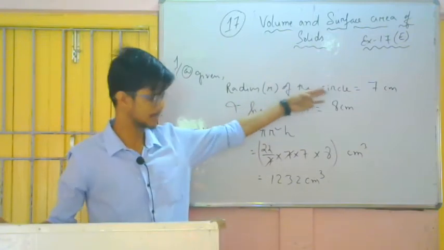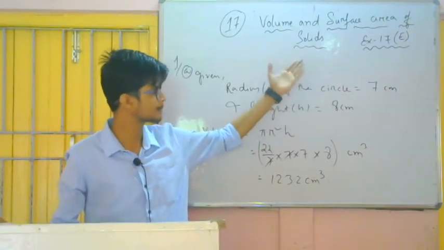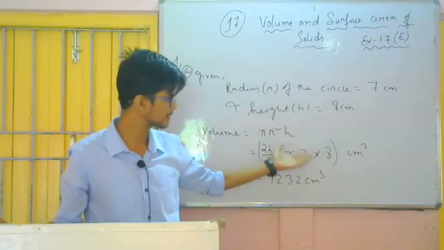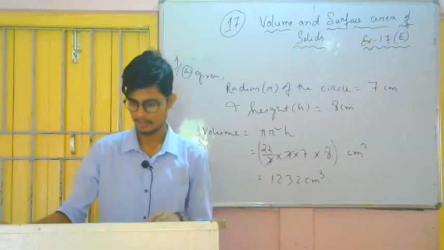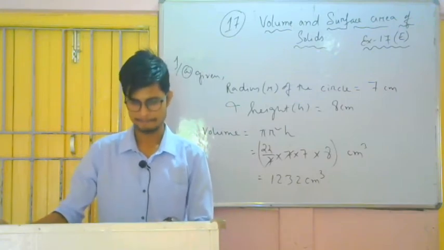In place of radius, in case of question number B, you write 14, and the height you write 16, and then you simply put the value and find it out. Question number C is also the same. Okay, now let me do question number 2.